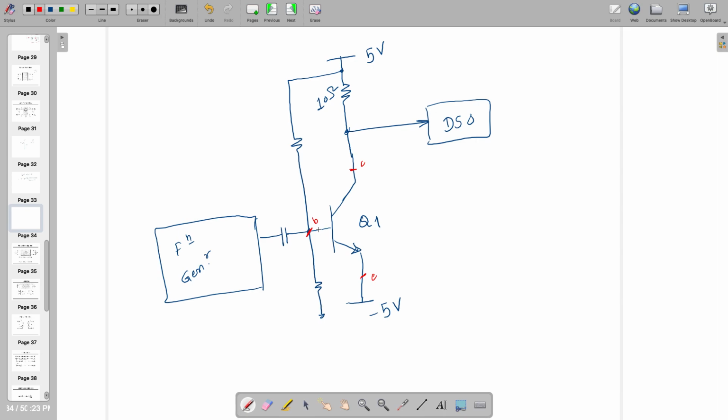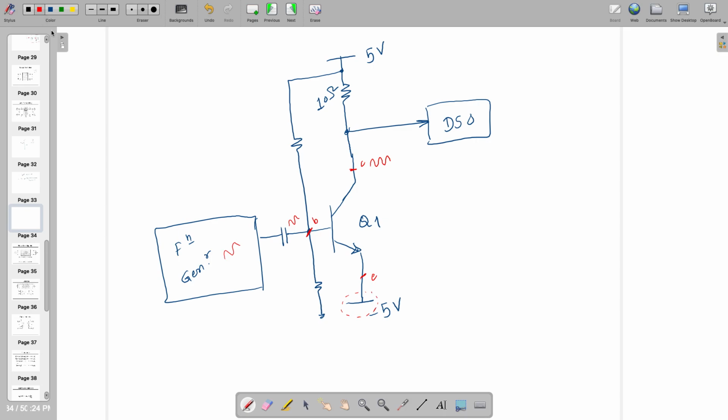So at base, are you seeing some fluctuating signal or not? Yes or no? Yes, because we are giving the function generator as some AC signal. This capacitor is allowing AC, so no problem. So this base has, because of this, at the output some AC signal, right? But what is happening here? This is a DC value, minus 5 volt, not fluctuating.